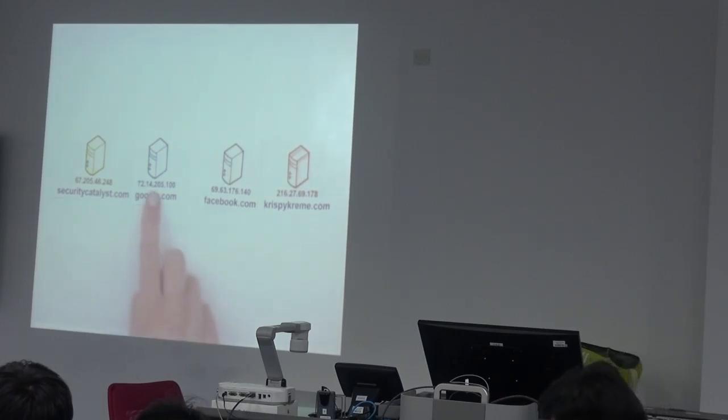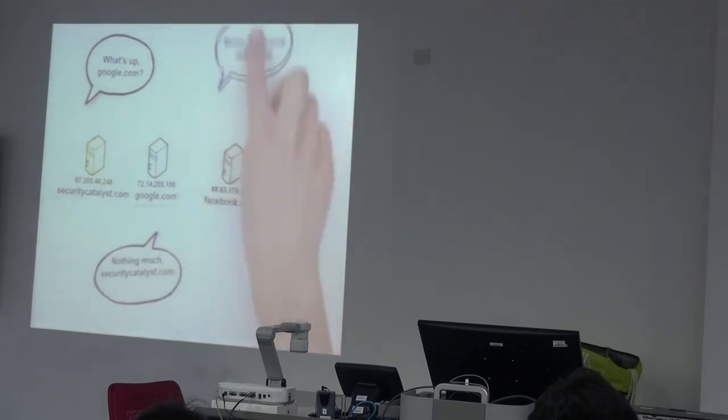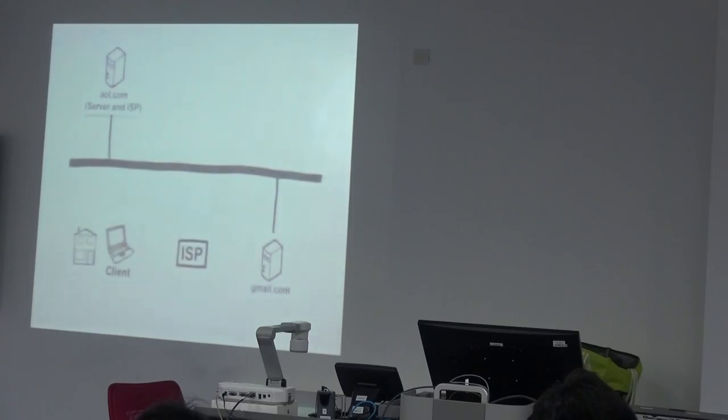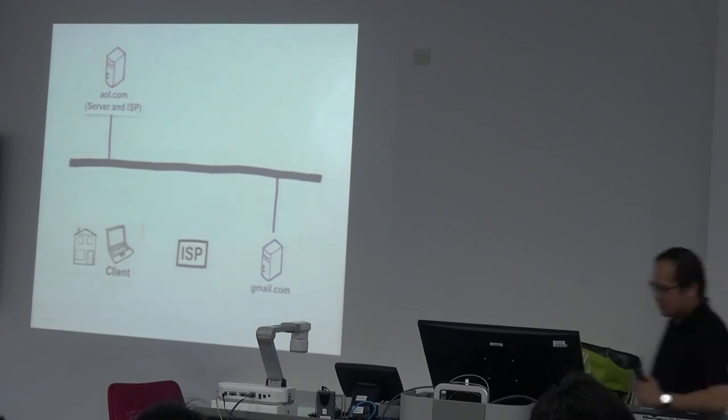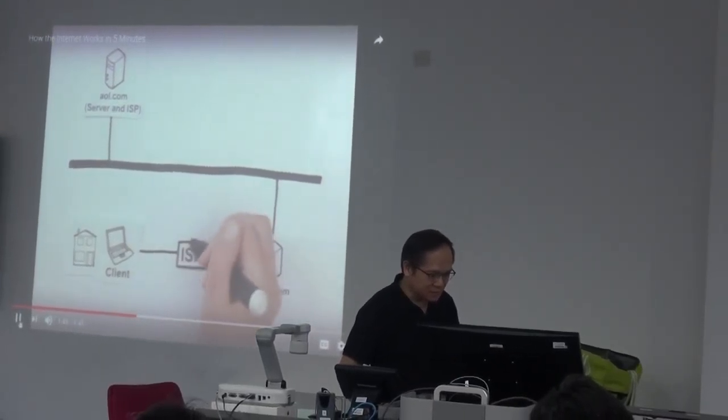But since 72.14.205.100 doesn't exactly roll off the tongue, we also give them names like Google.com, Facebook.com, or SecurityCatalyst.com. So this is how it works. Your computer at home is not a server, because it's not connected directly to the internet.